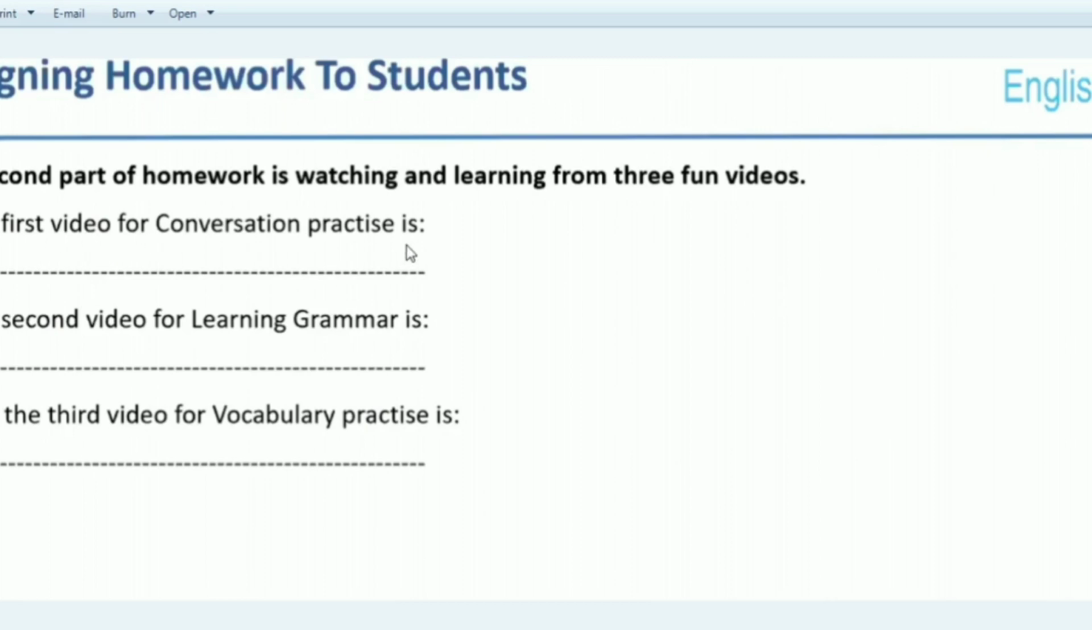The first video for conversation practice is so and so. Write the name of the video that you want them to watch. The second video for learning grammar is so and so. Write here the name of the video that you want them to watch and go through for learning grammar. And the third video for vocabulary practice is so and so. From the fun videos or the other features of that student edition app, you can make them utilize by giving such sort of tasks, assignments.